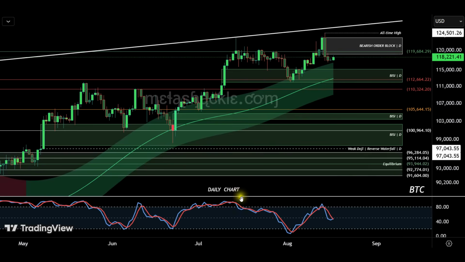And by looking down here, you can see the time frame the chart is on, whether it's the daily or the weekly or the monthly chart. And over here in the right-hand bottom corner will tell you the asset that you're looking at.